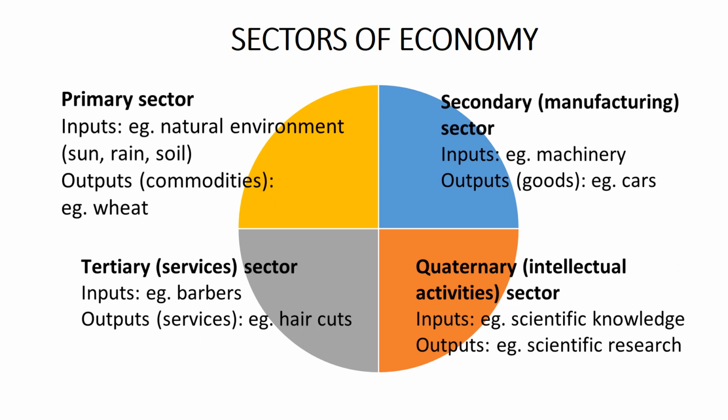You can see from this that the primary and secondary sectors generally create goods. That is, manufacturing businesses operate in the primary and secondary sectors. On the other hand, the tertiary and quaternary sectors generally perform services. That is, service businesses operate in the tertiary and quaternary sectors.